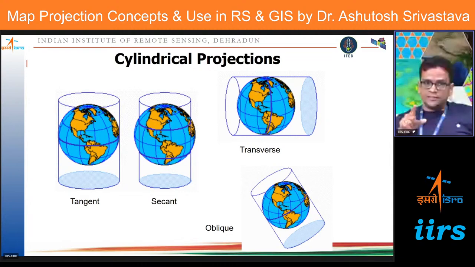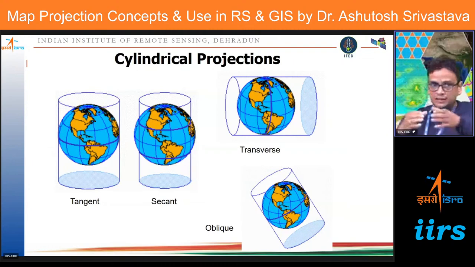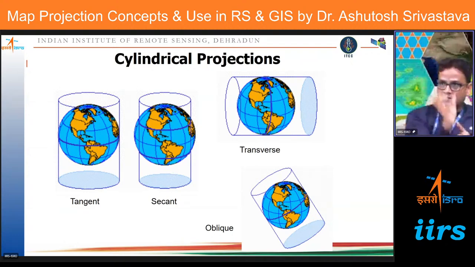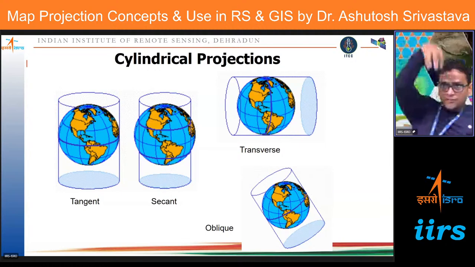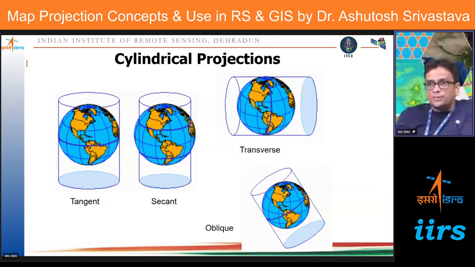Second case is the secant case. In that, if you see, the cylinder is a little small, the radius is a little small. It is passing through the globe and coming out from the other side, so it will cut at two places: one where it is going inside, another where it is coming outside. Wherever it is touching, at the first and second place, there will not be any distortion along that line. And when we move away from this line, the distortion will increase.